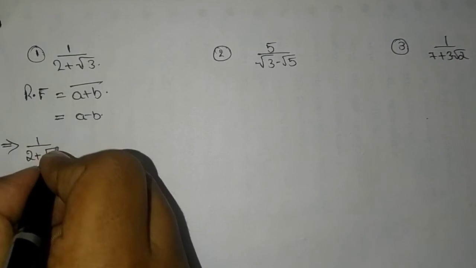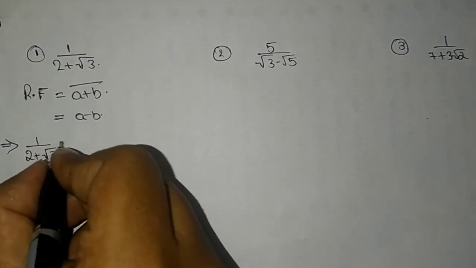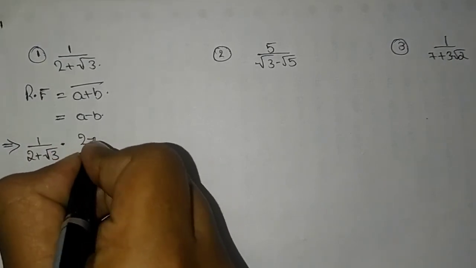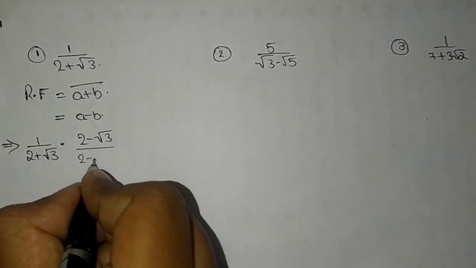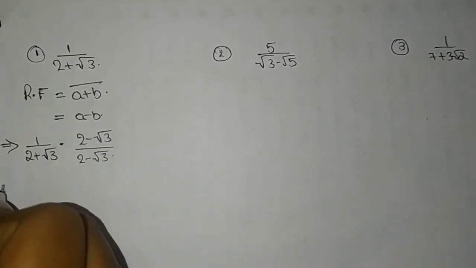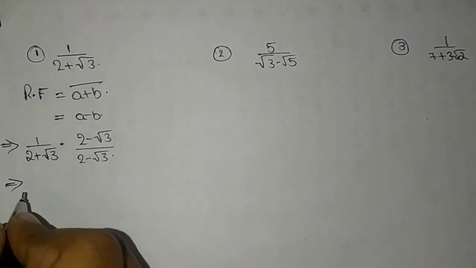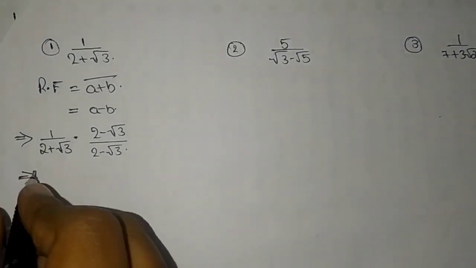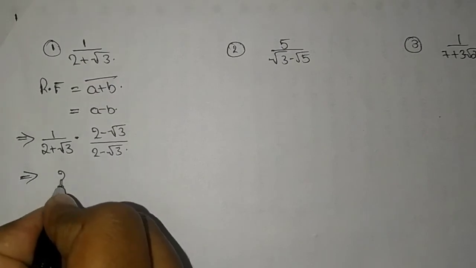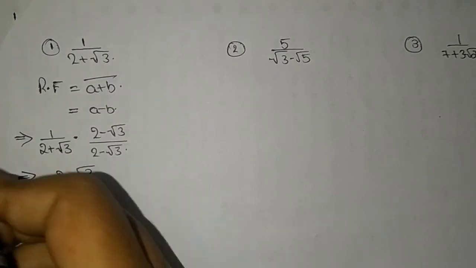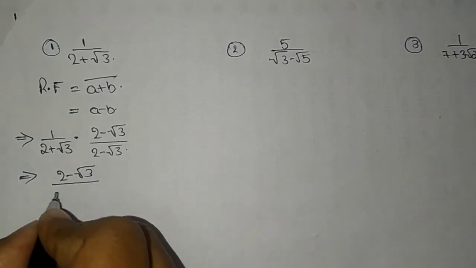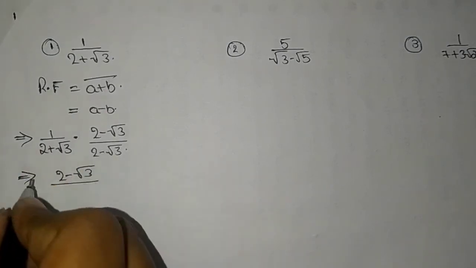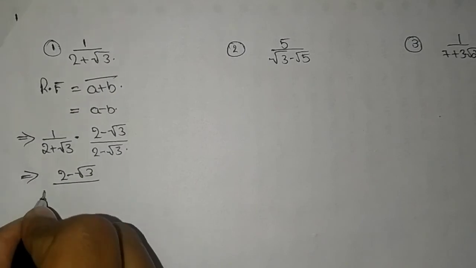2 plus root 3 multiplied by its conjugate. The conjugate of this is 2 minus root 3, divided by 2 minus root 3. 1 into 2 minus root 3 gives 2 minus root 3. If you get this, the whole concept is done. The left part is mathematics. Multiply 2 into this term, 4.